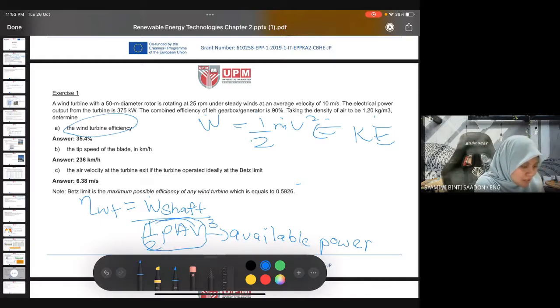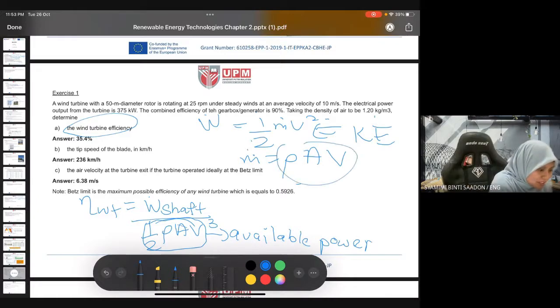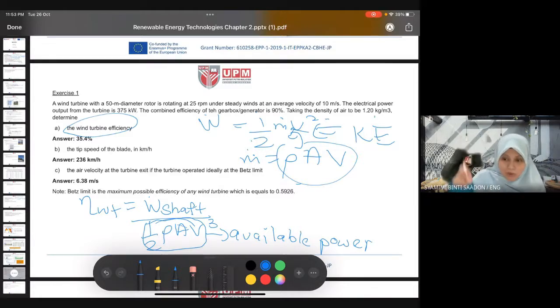So this mass flow rate can also be written, by conservation of mass, as rho A V. So when we replace this inside here, that's why we have 1 over 2 rho A V to the power of 3 as the available power.